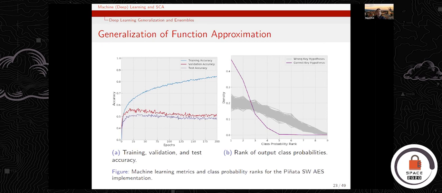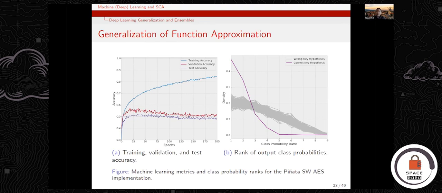This is a Pinata AES implementation, so a software implementation, basically something very easy to break. The left picture shows you the training accuracy, validation accuracy, and test accuracy. So what can we see? Training accuracy goes up all the time with more epochs. But interestingly, validation improves only very briefly, up to, let's say, 10 epochs, and then it starts slowly degrading. Why? Because after this point, we do not really learn how to generalize. We learn just the examples in the training set. And this is also what we see with the test accuracy.